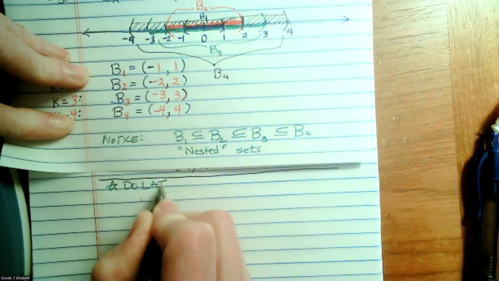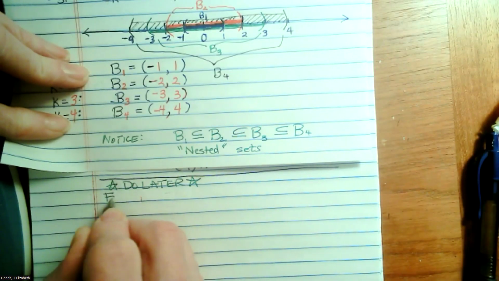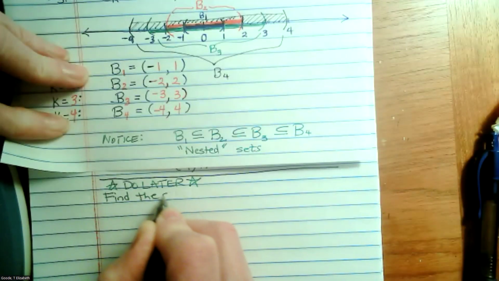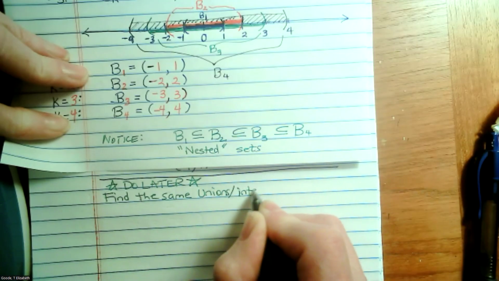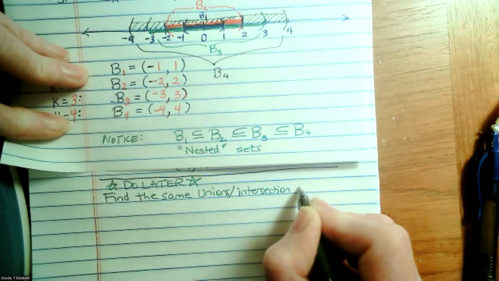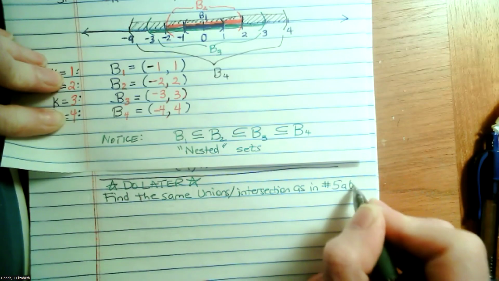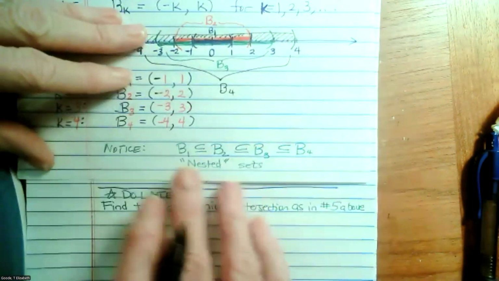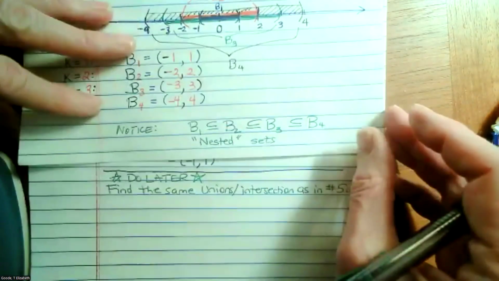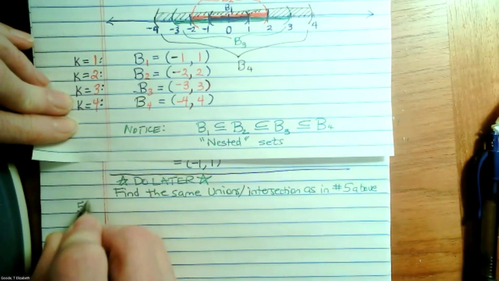Try to give you a couple of different kinds. Find the same unions and intersections as in problem 2. Problem 5. Okay? So from 1 to 4 should do it. That should give you enough of an idea if you draw the picture. And then from 1 to infinity, okay? I just want to write several problems down.